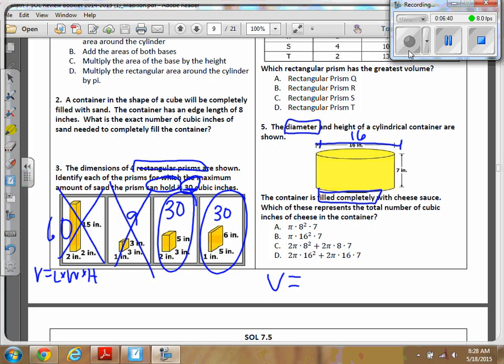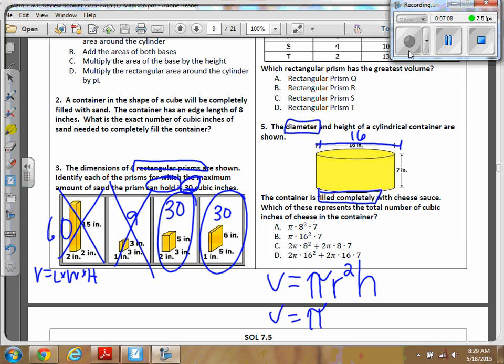All right, so we know we're looking at the volume formula. So flip over to the front of your booklet, and it says that the volume formula for a cylinder is pi r squared h. So now we need to figure out which one of those answer choices is going to match the pi r squared h. So now let's look back at our container. And it says pi times r squared times h.